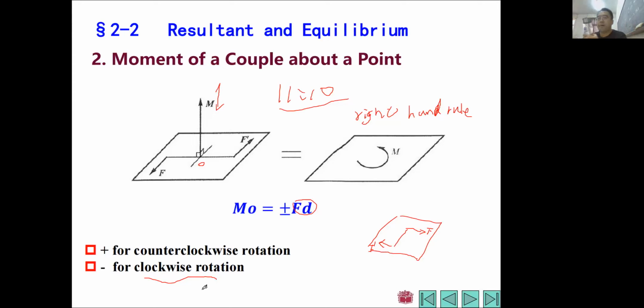When you have your bottle of water, you try to open the lid. Am I right? The lid, guys, right? You can find you have to use clockwise rotation to rotate your lid. Then you can open it, right? So this is positive direction.